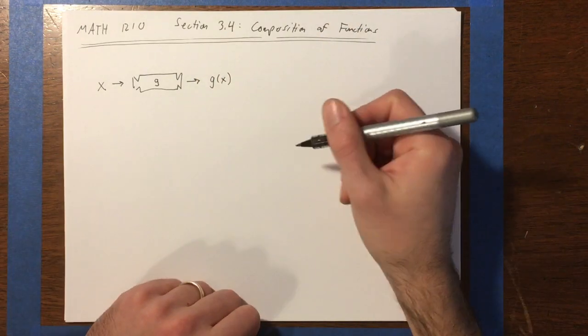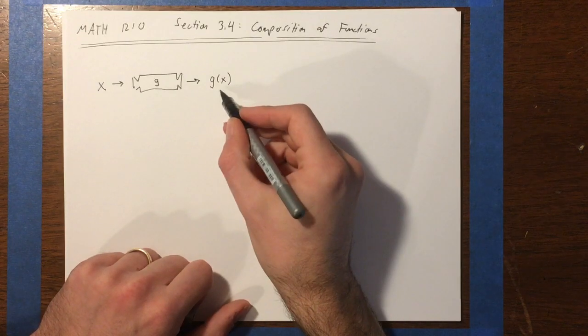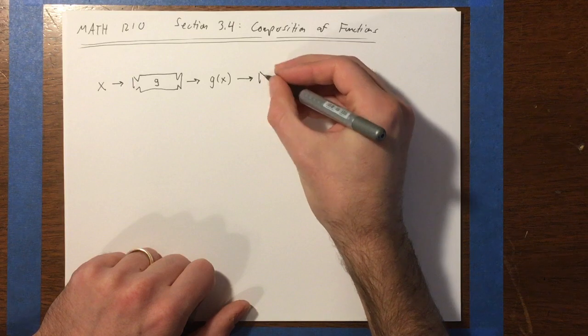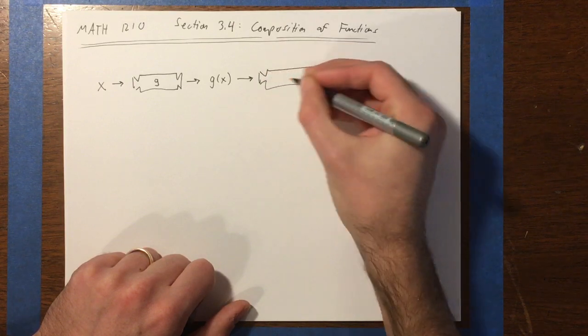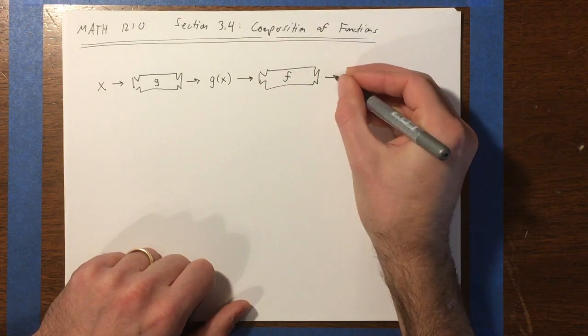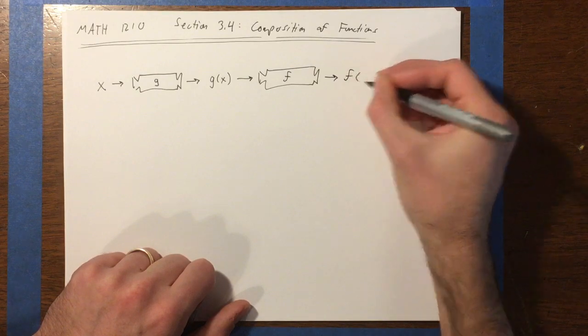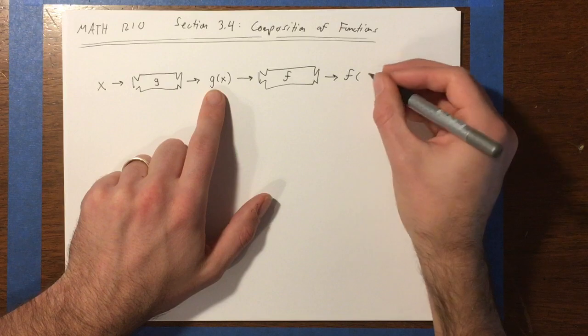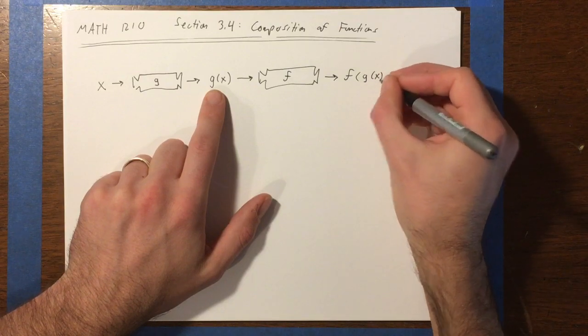The idea of composition is you take the output and say, let's take that and put that into another function. So let's call that function f. Then what's going to come out the other side would be f of whatever the input was, okay? And the input was g of x, so this is f of g of x.